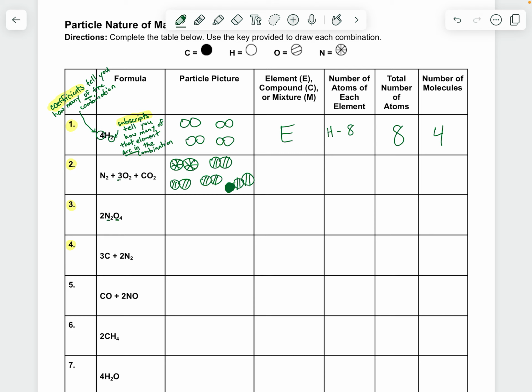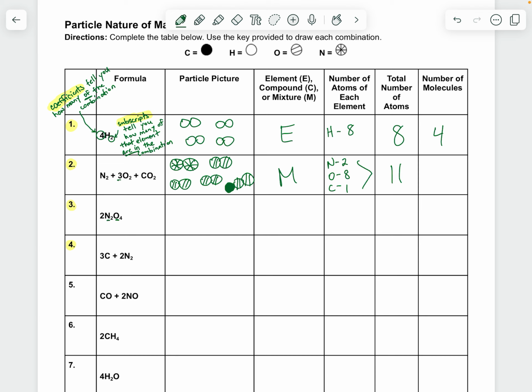In this case, is everything in here the same? No. They are all different, but they're physically occupying the same space, which makes this a mixture. The number of atoms of each element, I see nitrogen, I see oxygen, and I see carbon. I can count those up based off of just looking at the formula, or I can look at the circles that I drew for the particles. In this case, I have 2 nitrogen. I count up all the oxygen. I have 8, and I have 1 carbon, and the total there would be 11.